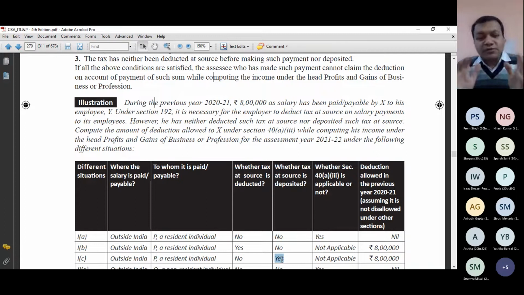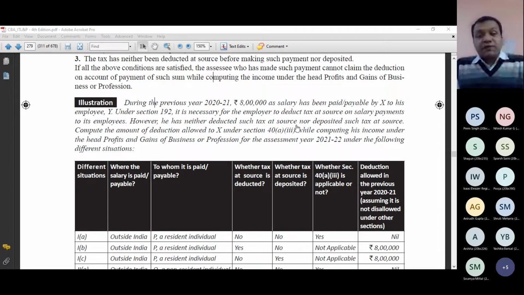So whether tax has been deposited? Yes. Is this section applicable? No. Because to attract this section, both the faults must be there, neither deducted nor deposited. So if not applicable, I will allow 8 lakh rupees. Please raise your hand if this illustration is clear.